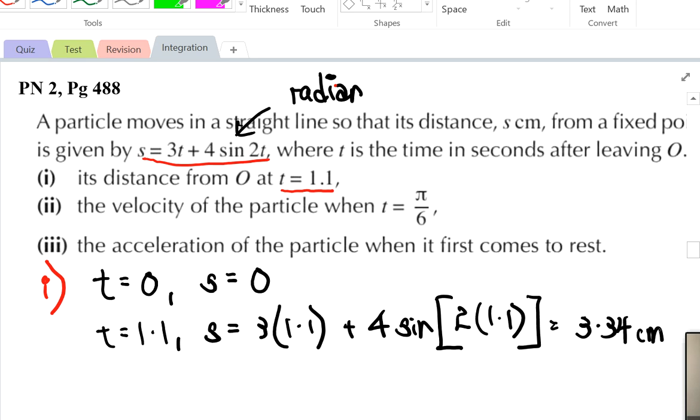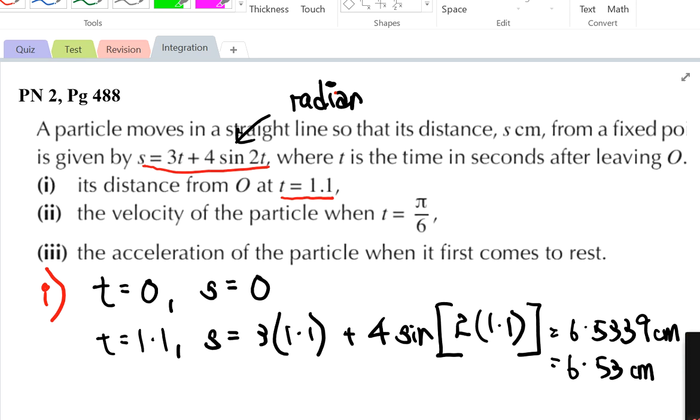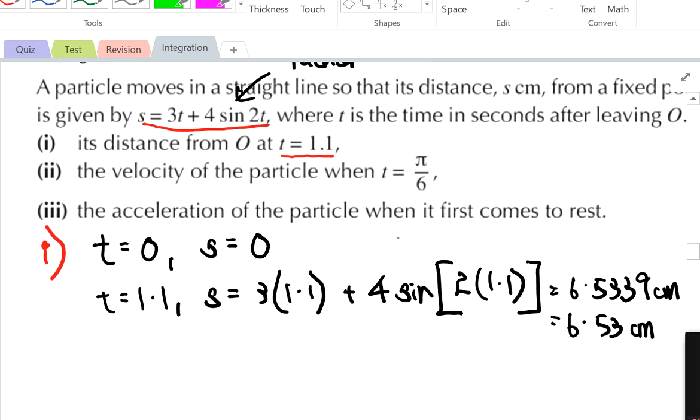Next, I'm going to move on to the second part. You see, it's exactly the same thing. I'm not doing anything different. So take note, Zuo Hong, please press your calculator again and make sure you get 6.53. Next, velocity. I want to find the velocity now. So I'm going to move on to part 2. Do we have the equation for velocity?